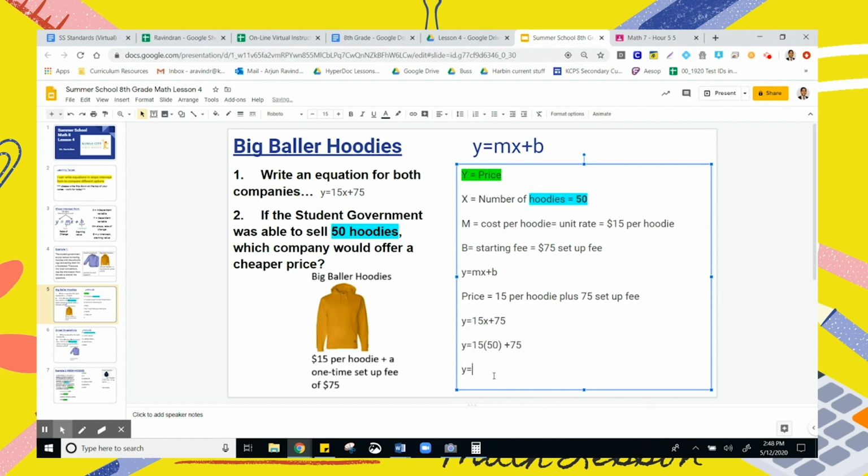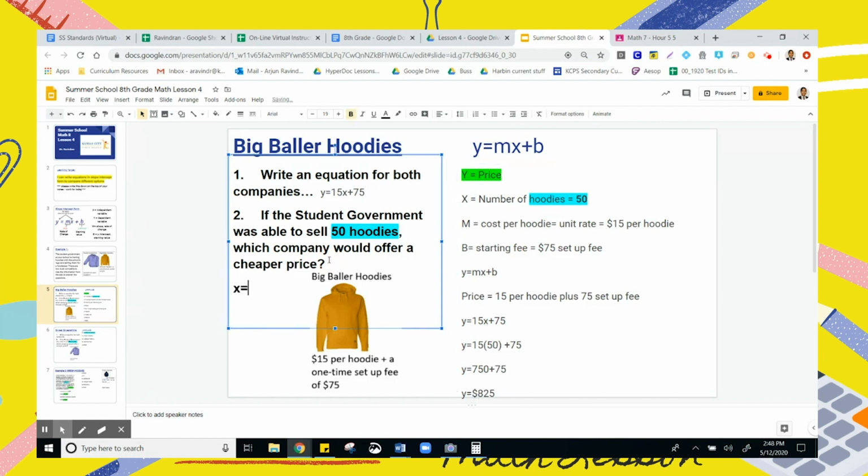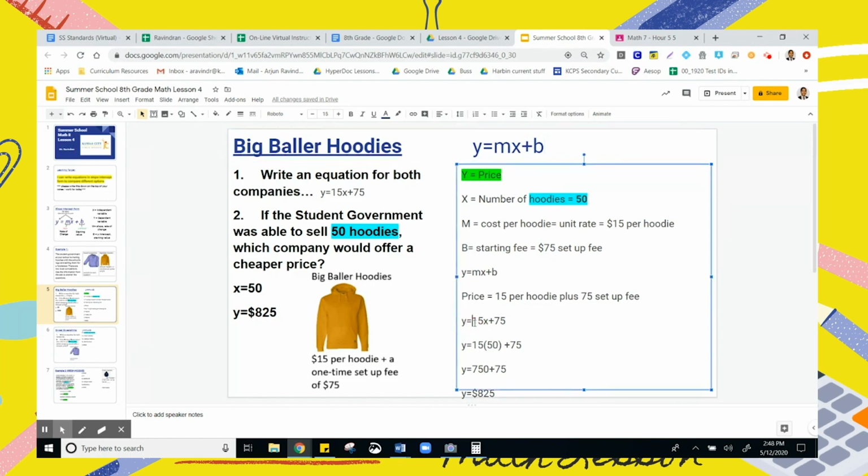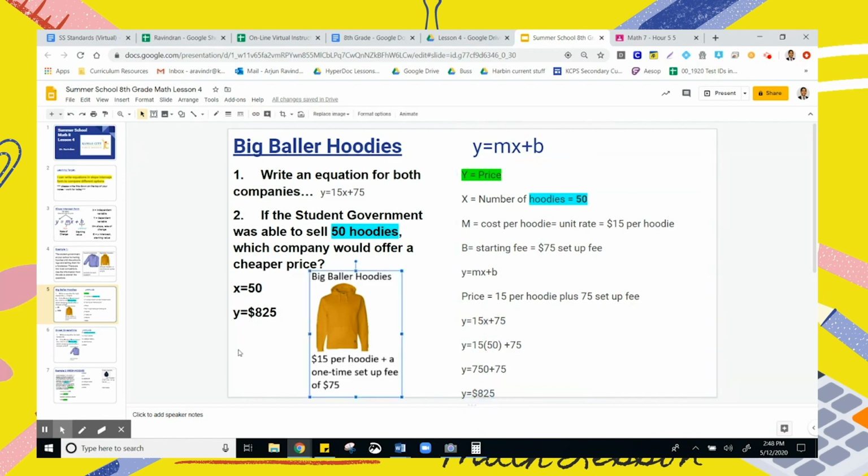Well, 15 times 50 is 750. I just multiplied 15 times 50. Drop down the plus 75. Now I'm going to add. Y is equal to $825. So what does that tell us? That tells us that for 50 hoodies, the price is $825. So what we did was create a linear equation in the form y equals mx plus b, a slope-intercept form equation, where the price is equal to $15 times the number of hoodies plus $75. So $825 is our first answer.